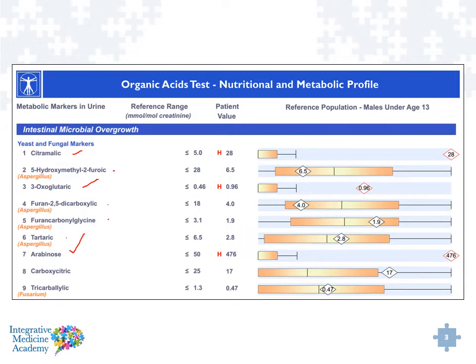Now, if there was mold colonization in the digestive system, those markers are oftentimes elevated. So again, the most common one is arabinose, and that is linked to invasive candida.